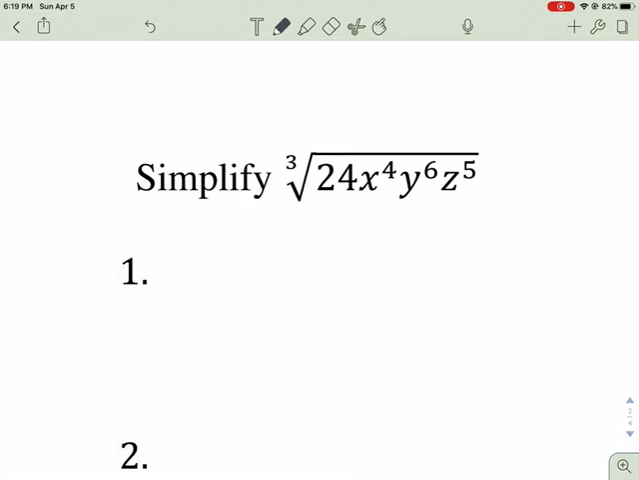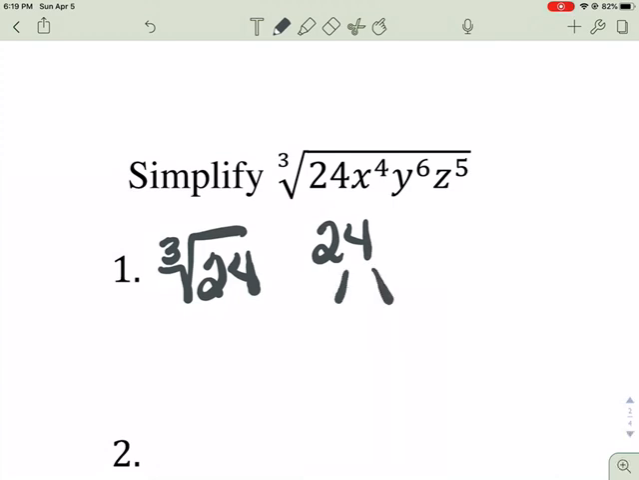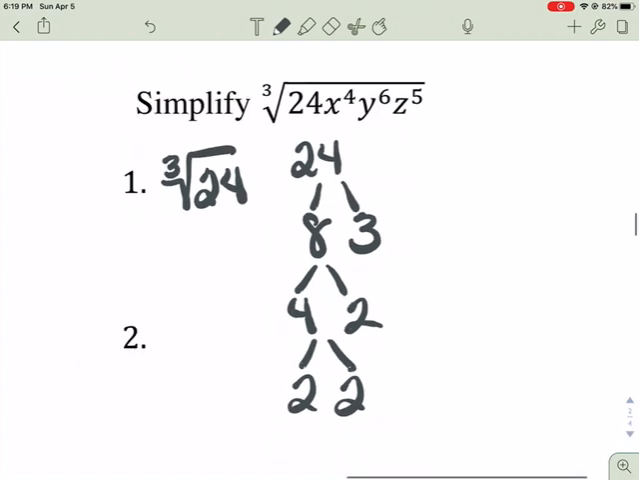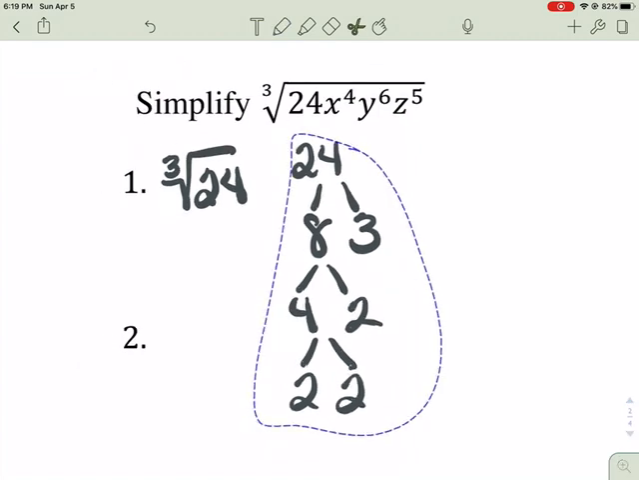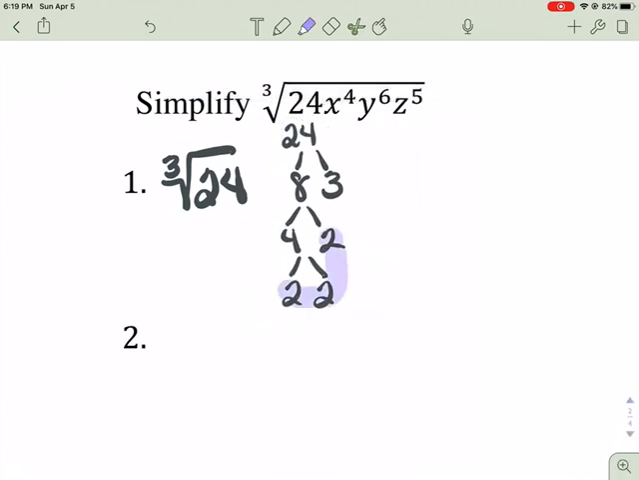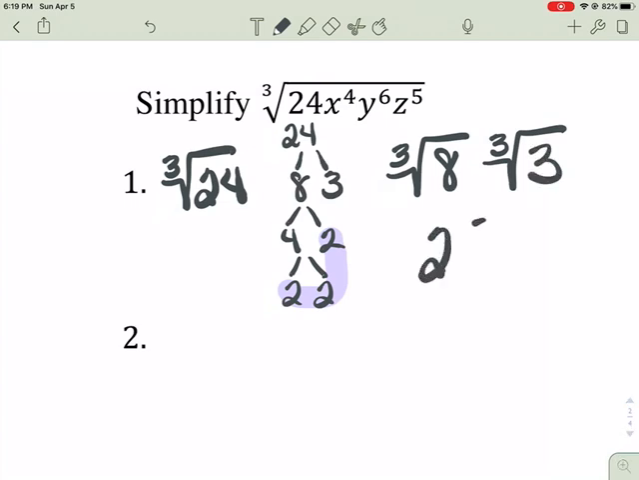Okay, so I'm going to just separate it into sections. I'm going to do the cube root of 24. And again, I'm going to break down 24. I'm going to choose 8 and 3. You can choose whatever two numbers you want to. 8 is 4 and 2, and then 4 is 2 and 2. So I want to group my 2's here because they are all the same, and I want 3 because we're doing a cube root. So I get the cube root of 8 when I multiply that together, and the cube root of 3. It doesn't have any other pairs. So I get 2 cube roots of 3.